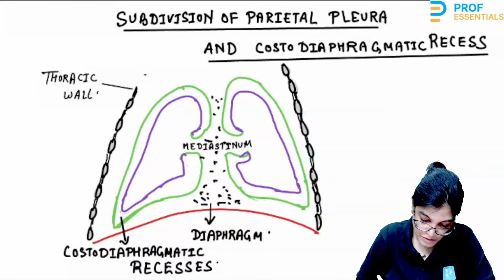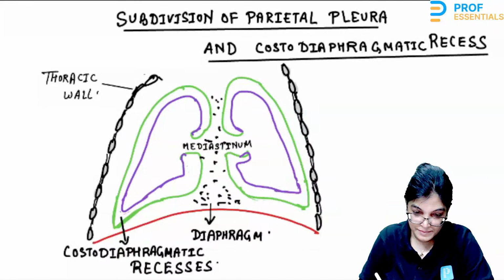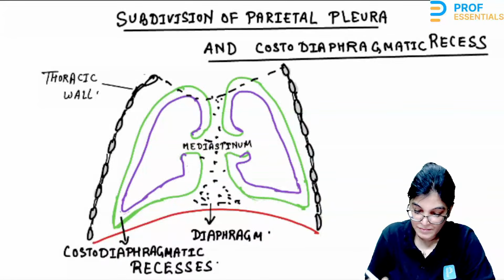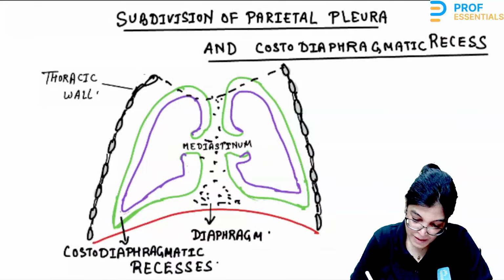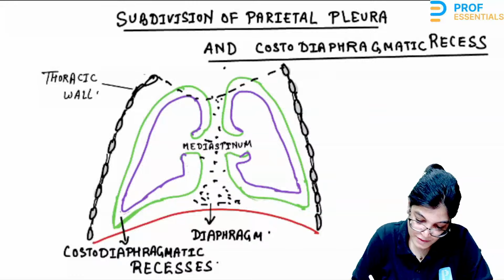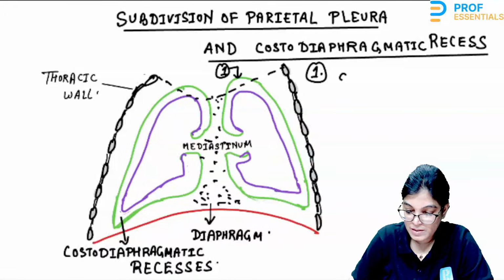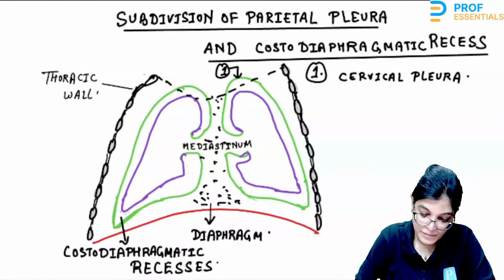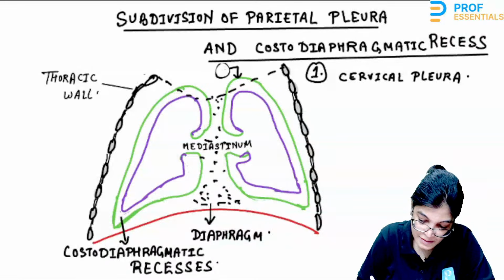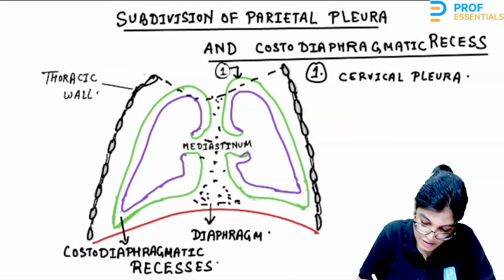This is exactly the dotted line showing. So here we will have the parts. This line is the first point. This first point is showing you the cervical pleura. This is the cervical pleura. Is it visible or not, my dear? This is the first point. This is the cervical pleura.